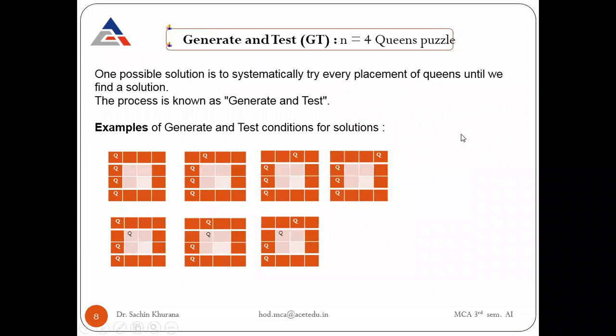So the first part is the generate and test problem, where n is equal to 4. This method is being displayed for generate and test for the 4 queen puzzle. One possible solution is to systematically try every placement of queen until finding a solution. The process is known as generating and testing. Whenever you place a queen, try to find out whether it is being attacked or it can attack any other queen already placed on the board. That means generating a placement of queen and testing whether the condition is satisfied or not. This is called the generating and testing condition.